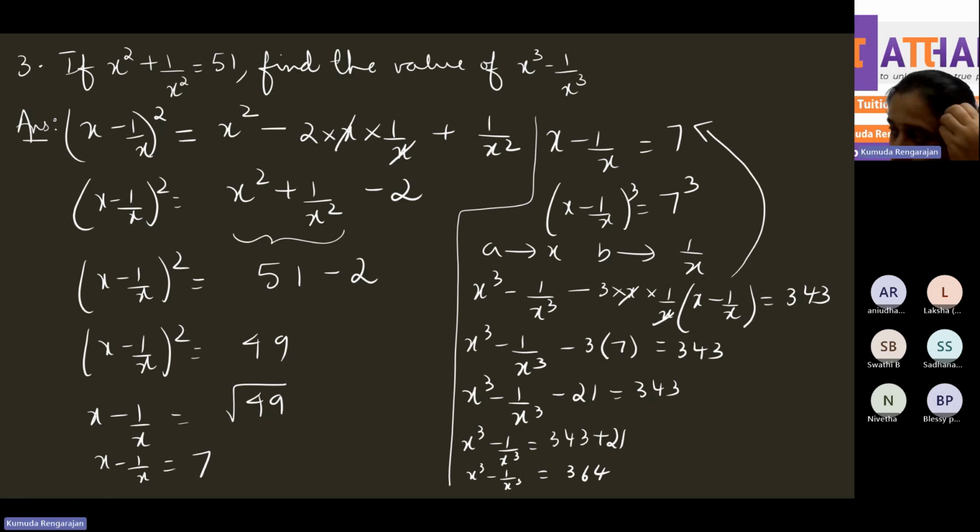Numerical, use a cube minus b cube minus 3ab into a minus b. The 3a square b, 3ab square is for expanding. If they give you an expression and say expand it, then you should use a square b, ab square.